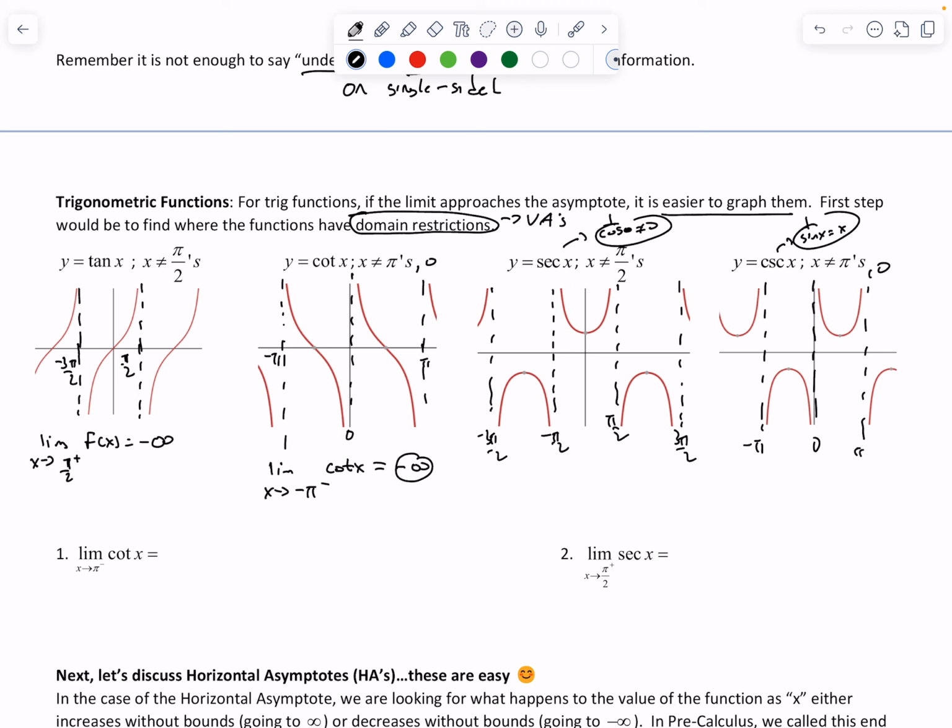So let's take a look at how we can use these graphs to get our limits. For the first example here, what's the limit as x approaches pi from the left of cotangent? So here's cotangent, here's pi. On the left, we are going down the asymptote. So this is going to become for us negative infinity.